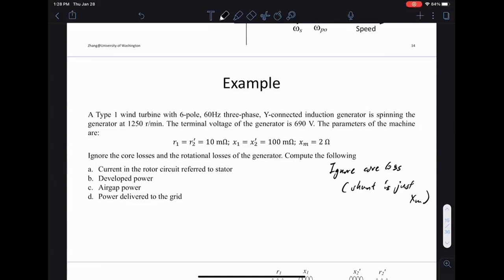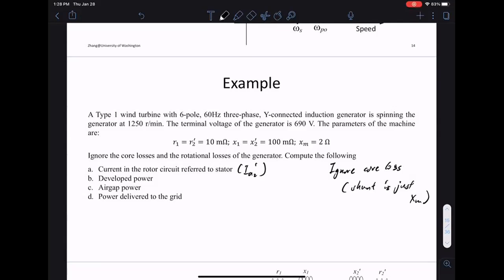Okay, so I want to find the current in the rotor circuit. This is IA2 prime, which is the full name: the current in the rotor referred to the stator circuit. We want to find the developed power, the air gap power, and the power delivered to the grid. This is a very typical example of a question you'll see.